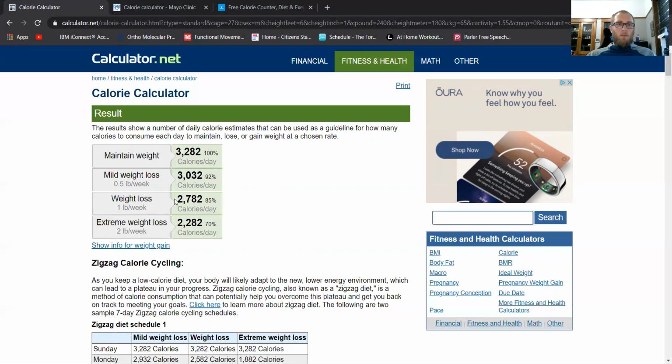Standard weight loss at 1 pound a week, it's got me at almost 2,800. And extreme, notice for me, people say the nutrition label is 2,000 calories a day. According to just this website, that's under extreme weight loss, if I follow the average 2,000 a day. So they've got different ones over here, BMI, body fat, different things that you want to play with. But again, that's for future videos.